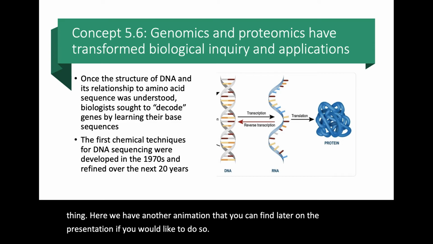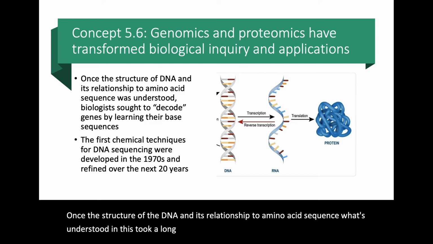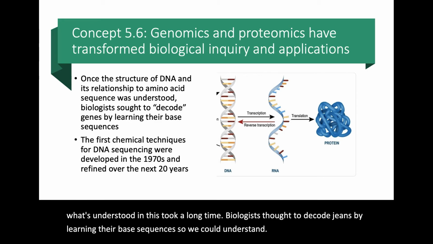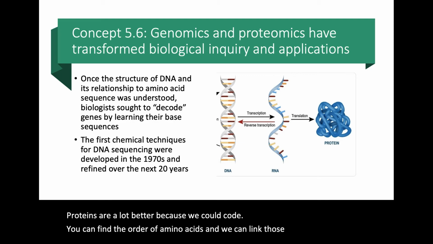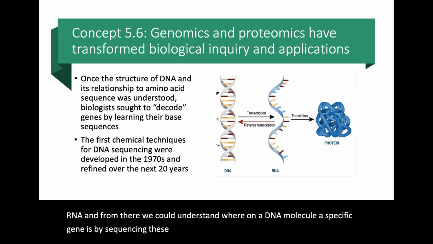Once the structure of DNA and its relationship to amino acid sequence was understood, and this took a long, long time, biologists thought to decode genes by learning their base sequences. So we could understand proteins a lot better because we can find the order of amino acids, and we can link those to specific letters on RNA, and from there we could understand where on a DNA molecule a specific gene is by sequencing these letters. Isn't that amazing? It's absolutely amazing.